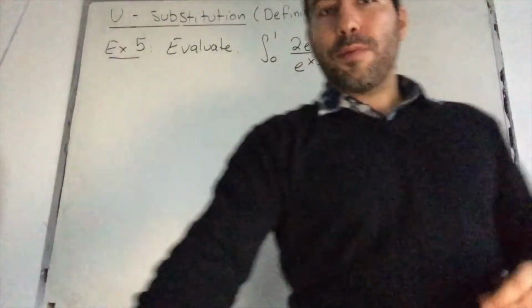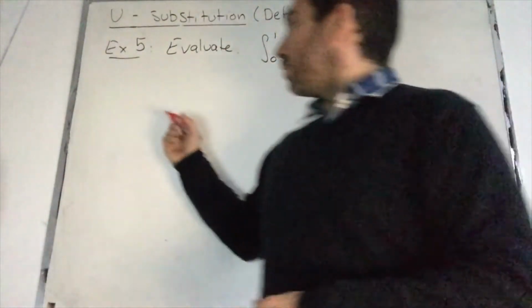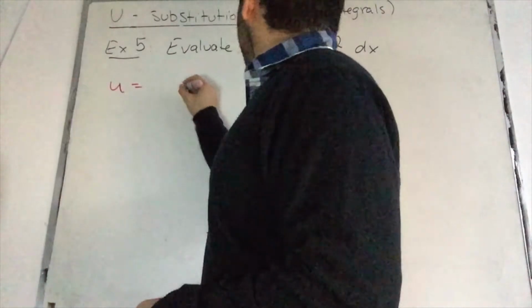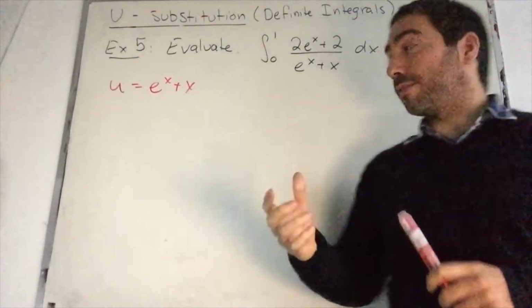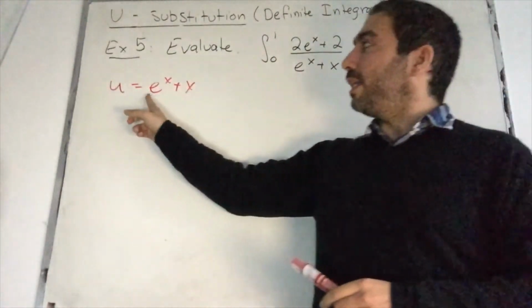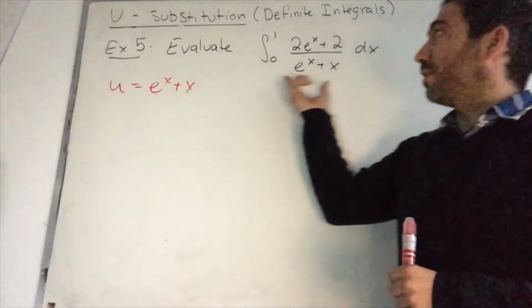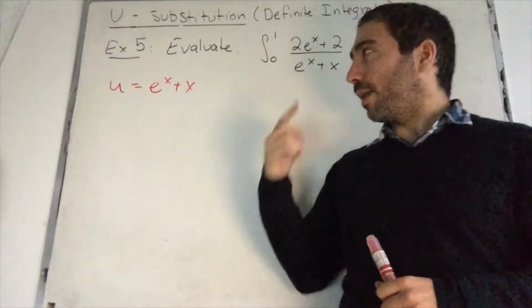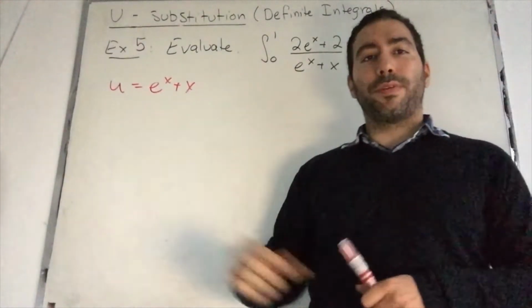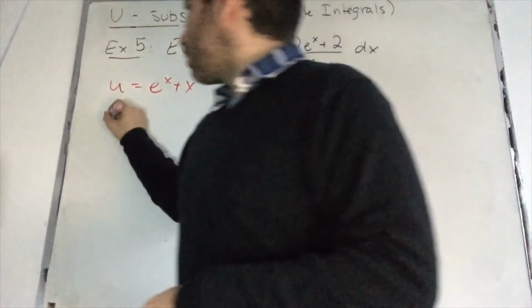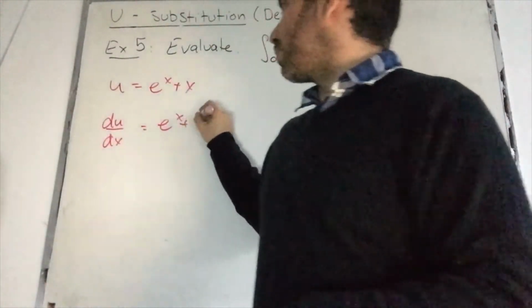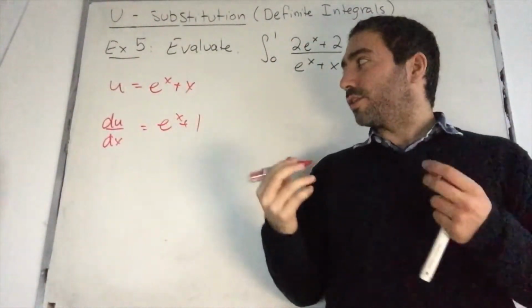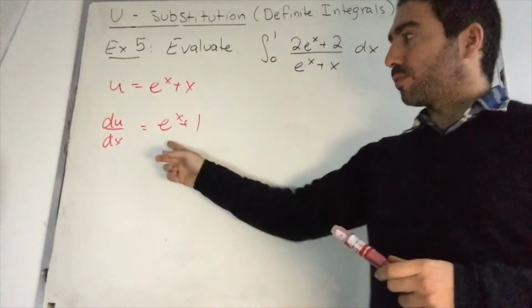So what I would do first is let u equal to e to the x plus x. Okay, this is a tough example, very tricky, but e to the x plus x, the denominator in this case, stands out to me because I'm thinking of the derivative. What's the derivative of e to the x plus x? Well, the derivative with respect to x is e to the x plus 1. Why do I think this is a good thing? Why is e to the x plus 1 a good thing?